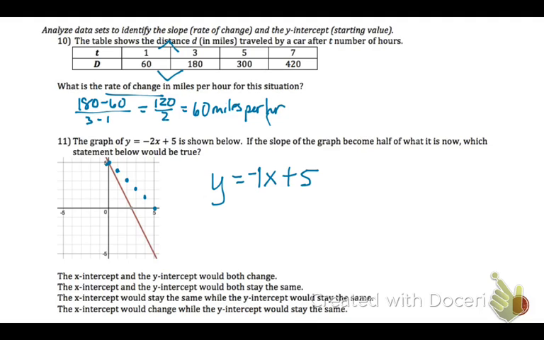So what's going to change is our x-intercept. Notice that the y-intercept stays the same. So we know it's not the first choice. The second one, the x-intercept and the y-intercept would both stay the same. Nope. The x-intercept would stay the same while the y would, and that's not correct. And then finally, the x-intercept would change while the y-intercept would stay the same. So that's what would happen.